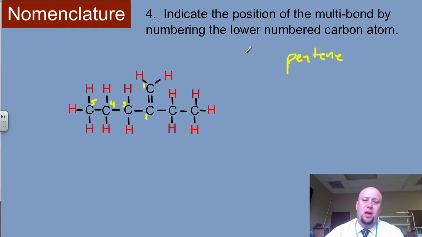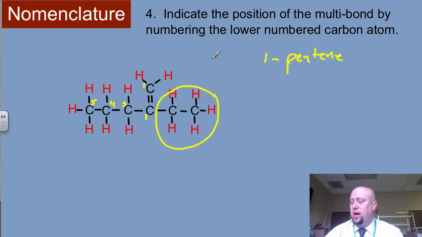Okay. I also know that the double bond is at 1. So that's a 1-pentene, and then I know that there is a 2-carbon chain, or an ethyl group, attached at the 2nd carbon. And so that then makes that 2-ethyl-1-pentene. Okay, not terribly complicated.